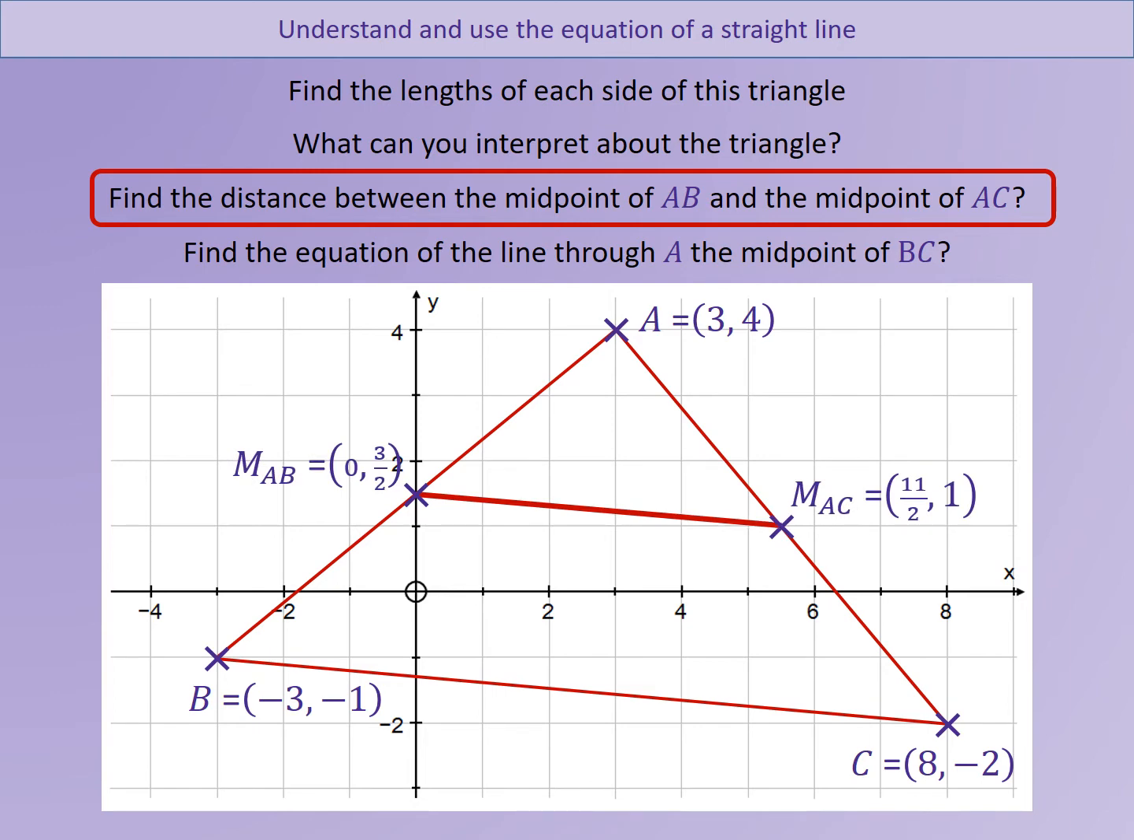We've now got to find some midpoints. So here are our two midpoints, (0, 3/2) for AB and (11/2, 1) for AC. And a quick calculation will tell you that the length of that line between the two is a half of root 122, or a half of the length from B to C.